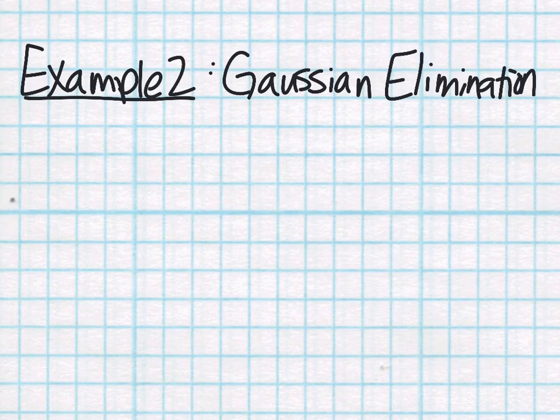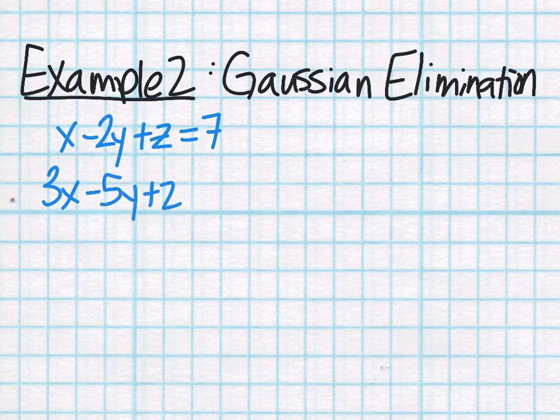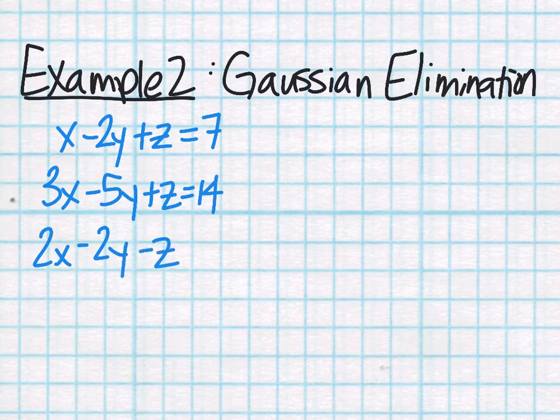Okay, we want to solve this system. So here's our system. It says x minus 2y plus z equals 7, 3x minus 5y plus z equals 14, 2x minus 2y minus z equals 3.